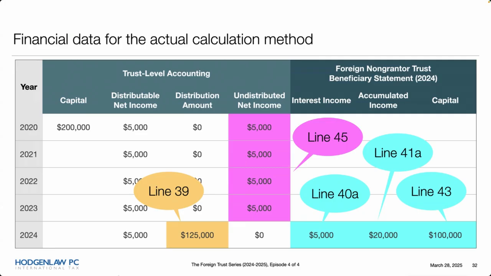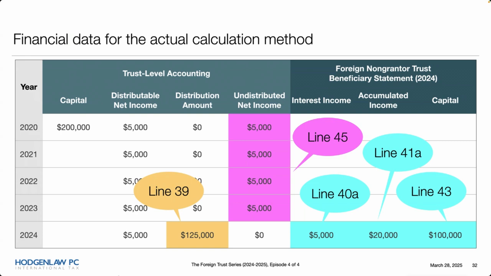Now, because we're using the actual method, we want to actually know what the undistributed net income of the trust is. And because our trustee is highly organized and efficient, the records are good, and we have $5,000 undistributed net income in each of the prior 4 years. And that's the purple or pinkish purplish, whatever it is. And the aqua colored is the actual calculation method of what this distribution contained as far as the trustee is giving you. And you rely on whatever the trustee is giving you in this statement.